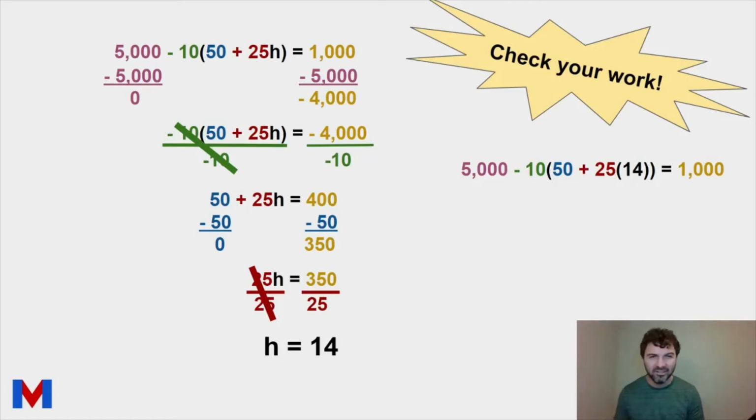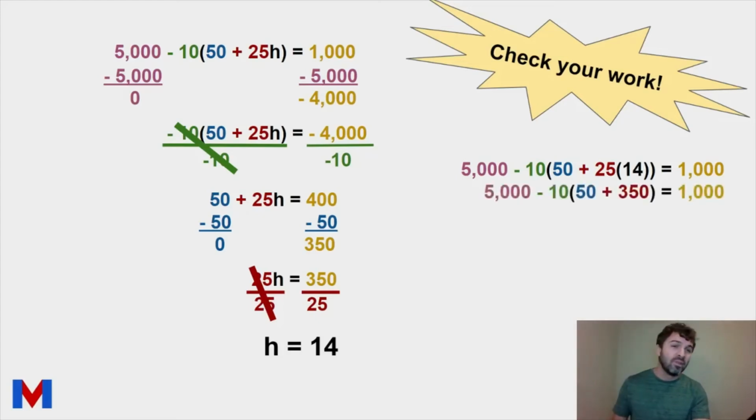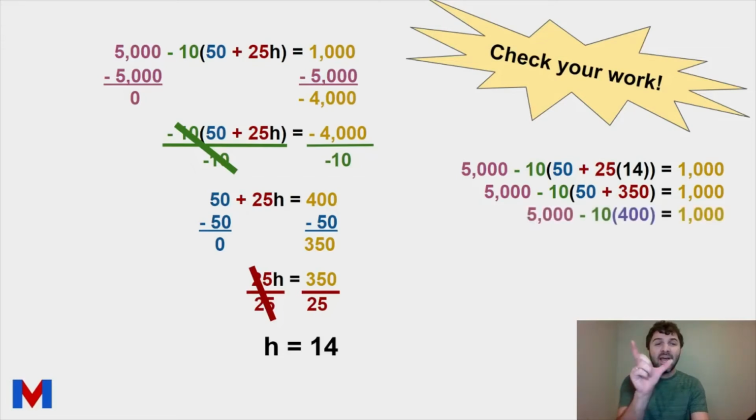That's a lot to say. All right. So now we're going to do order of operations to simplify that left side to see, do we actually get 1,000? And if we do, then boom. If not, then we got to go back and start over again and try to figure out where did we make a mistake. So let's do that multiplication inside the parentheses first. 25 times 14 is 350. Then I'm going to add inside the parentheses.